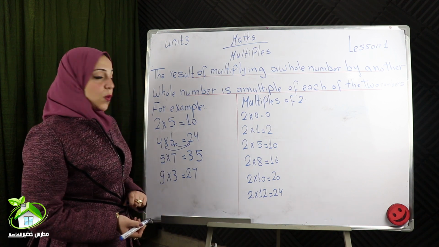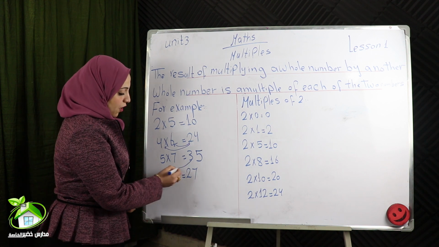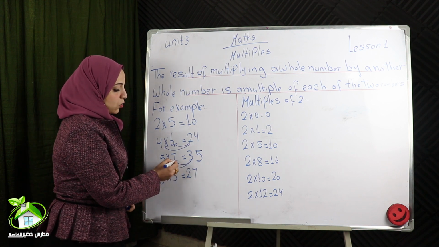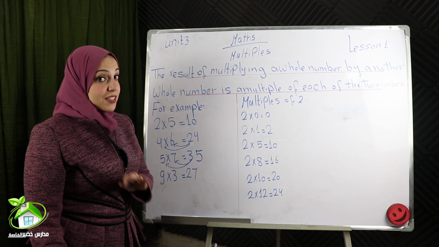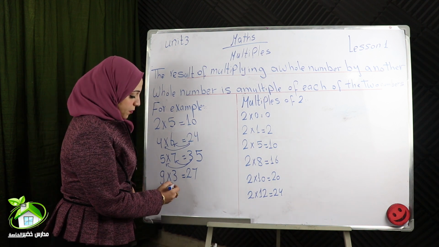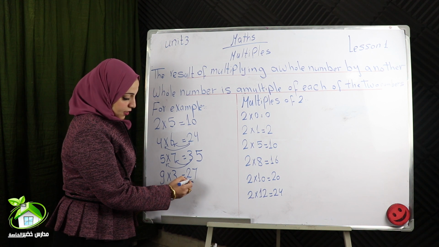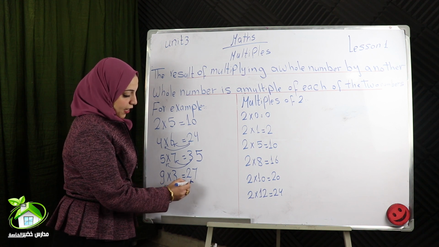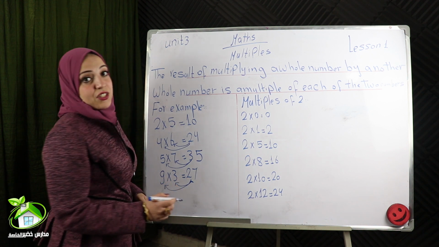5 times 7 equals 35. Hence, 35 is a multiple of 5 and also a multiple of 7. The last example, 9 times 3 equals 27. Hence, 27 is a multiple of 9 and also a multiple of 3.